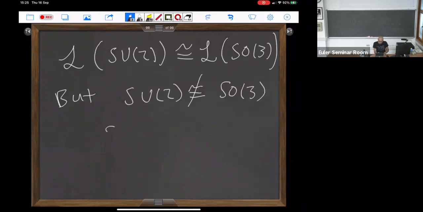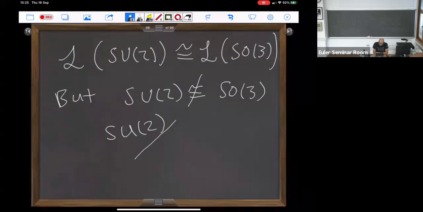So, in fact, that means if I took this element out of the group, quote unquote, what you can do is consider an equivalence relation such that minus the identity is mapped to the identity element, then you will get SO3.